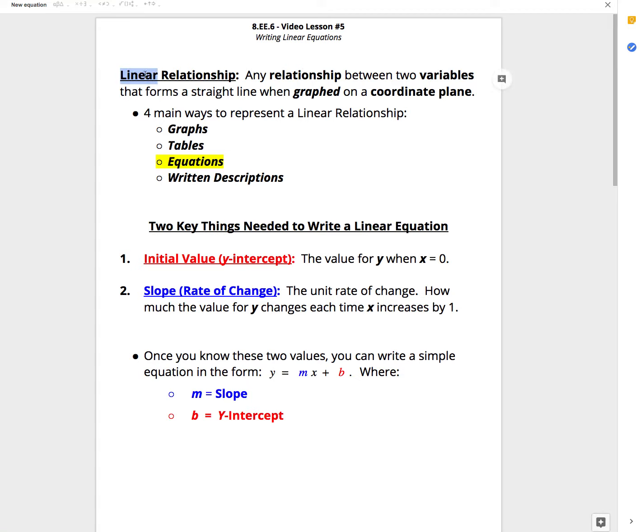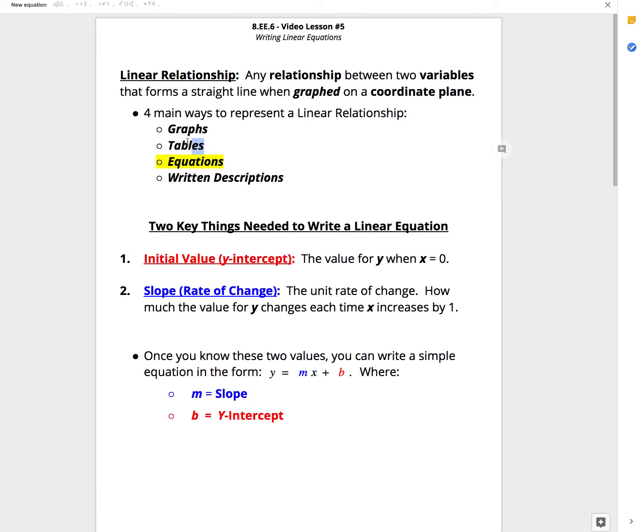This video will continue to discuss linear relationships. Specifically, we're going to focus on how you can start writing linear equations and understanding linear equations. Remember that a linear relationship is any relationship between two variables that forms a straight line when graphed on a coordinate plane. There are four main ways to represent a linear relationship.